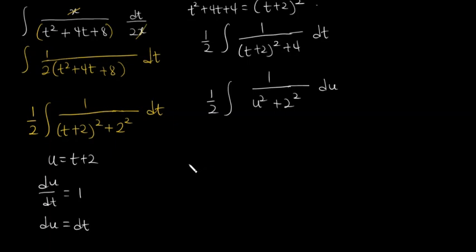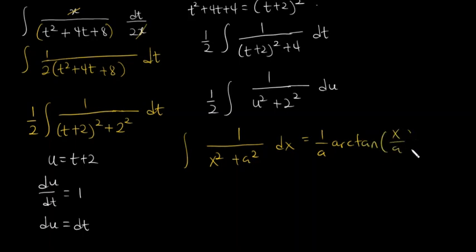One thing you have to know is that the integral of 1 over x squared plus a squared with respect to x will give us 1 over a arctan of x over a, plus C. Let's take note of this. We are going to use this to answer our question.